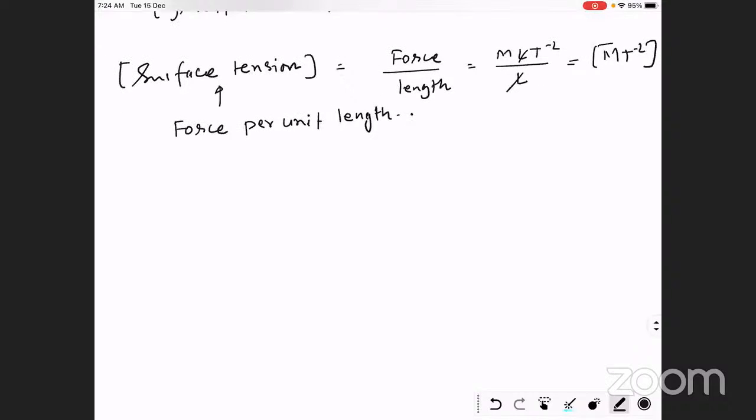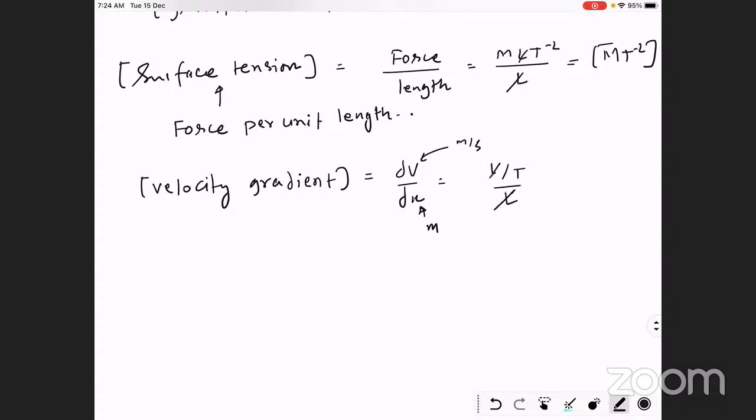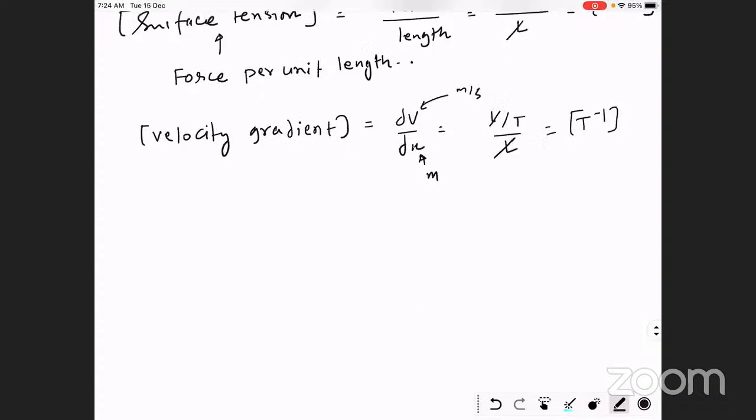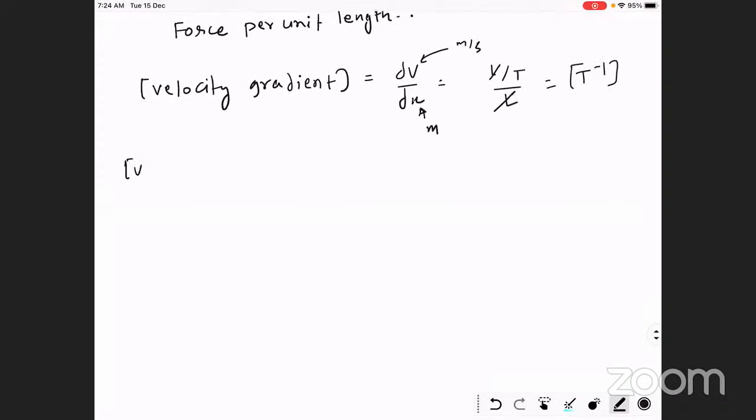Yes, sir. Okay, now next is velocity gradient. Now what is this velocity gradient? dv by dx. Okay, understood? So velocity is meter per second. The unit of velocity is meter per second, and this represents meter. So L by T upon L. L got cancelled, T minus 1. So velocity gradient, angular velocity and frequency have the same dimensional formula. Understood?